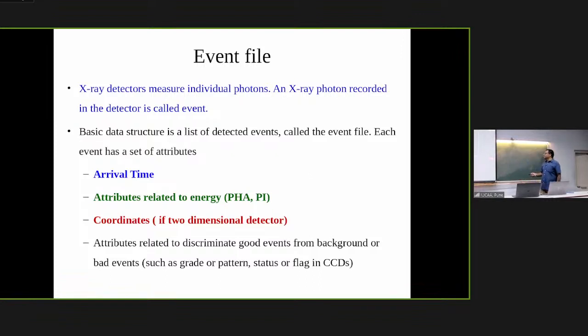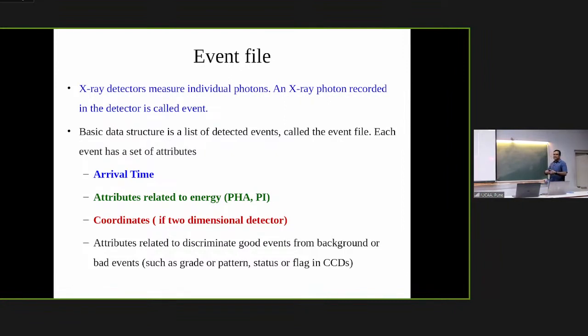And then attributes related to the quality of the event, because as I mentioned, these telescopes are operating in space, and there are lots of charged particles. Some of the charged particles can also generate charge in the detector as a result of interaction between the charged particle and the detector. So which one is an X-ray photon, which one is due to particles, etc. Some attributes will be there saying that this is an X-ray event, this is due to a particle, this is background, etc. So those things will also be there.